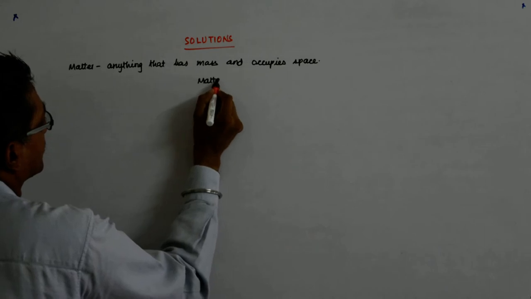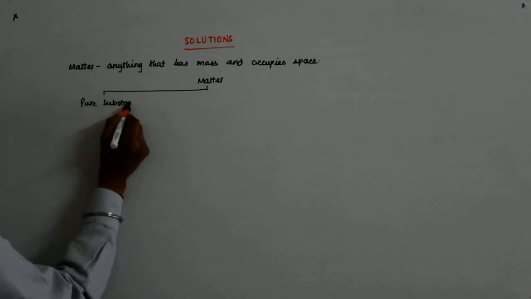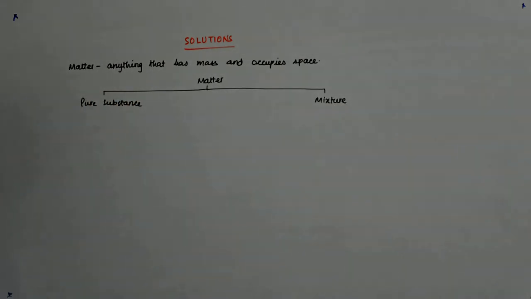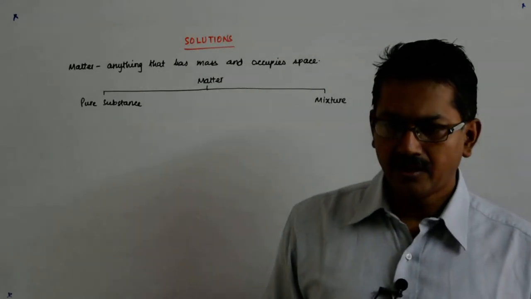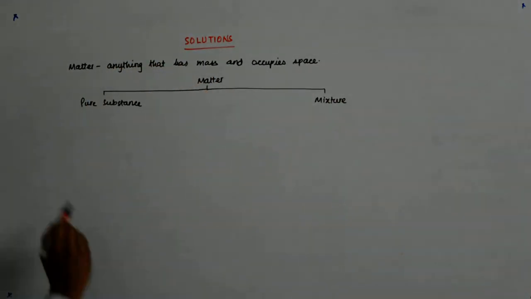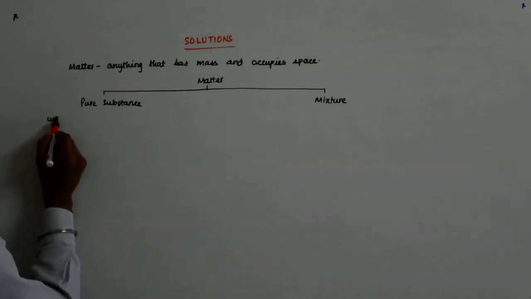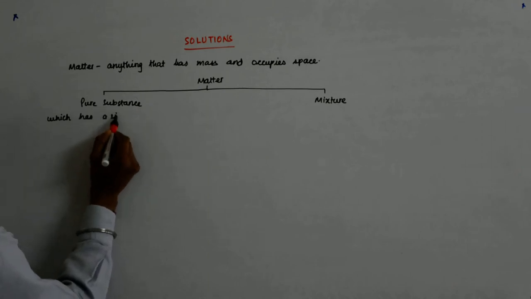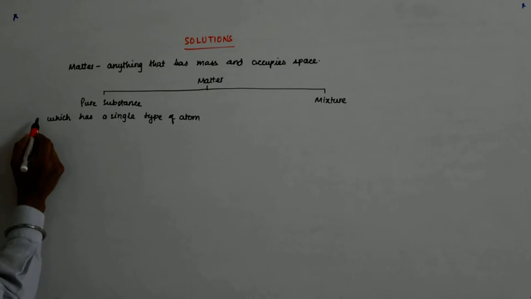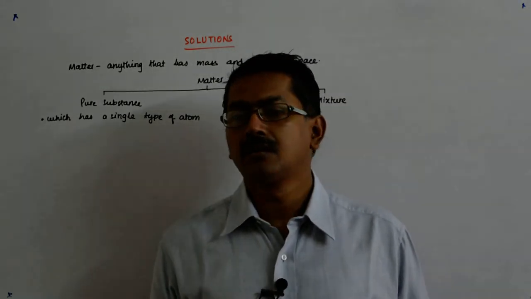Now, what are the types of matter? Matter could either be a pure substance or it could be a mixture. What's a pure substance? Which has only one type of element or compound, which has a single type of atom or molecule.